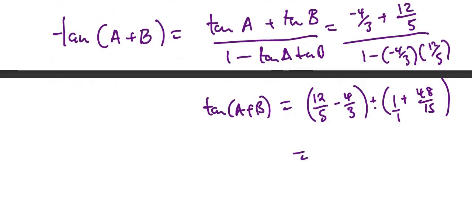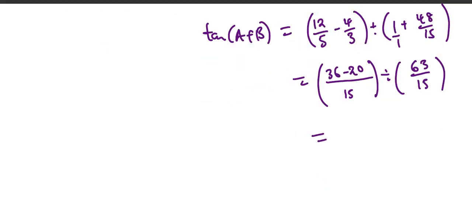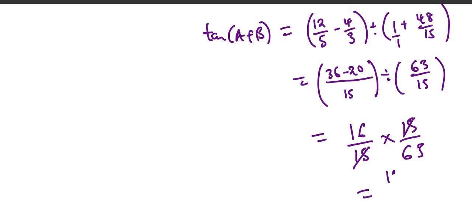Then 15 is a common denominator. That's going to give us 36 minus 20. Then here it's divided by 15 plus 48, that's 63, so I'm getting 63 over 15 this side. And here I'm just going to get 15 over 63. So we end up getting 16 over 63. This is tan of a plus b.